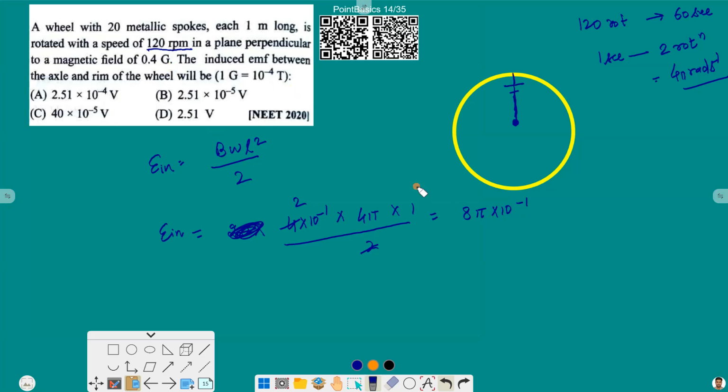So we need to convert it into Tesla, and it will be into 10 raised to power minus 4. So it will be 8 pi into 10 raised to power minus 5, volts. This is the value of induced EMF in the one spoke, and we can write it as 2.512 into 10 raised to power minus 4 volts.